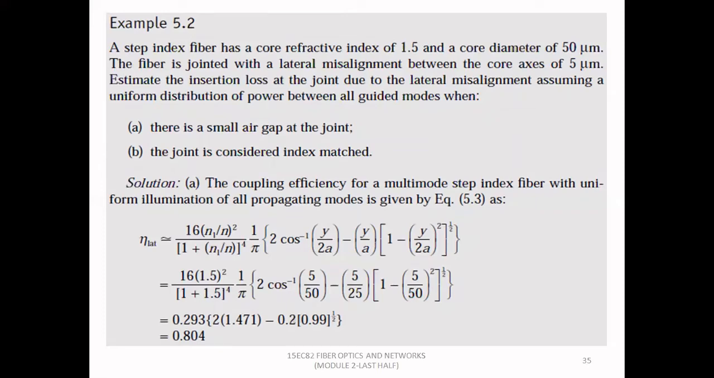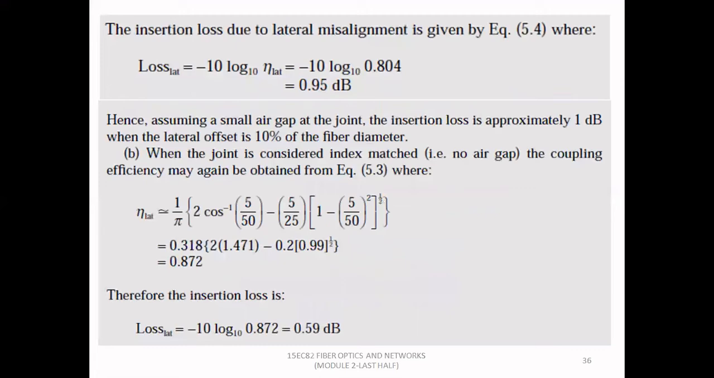Solution, first is A. The coupling efficiency for multimode step index fiber with uniform illumination of all propagating modes is given by equation 5.3. So by substituting the values of n1, n, y, and a, you'll be getting eta lat equal to 0.804. The insertion loss due to lateral misalignment is given by equation 5.4. By substituting the lateral coupling efficiency, you'll be getting loss lat equal to 0.95 dB. Hence, assuming a small gap at the joint, the insertion loss is approximately 1 dB when the lateral offset is 10% of the fiber diameter.